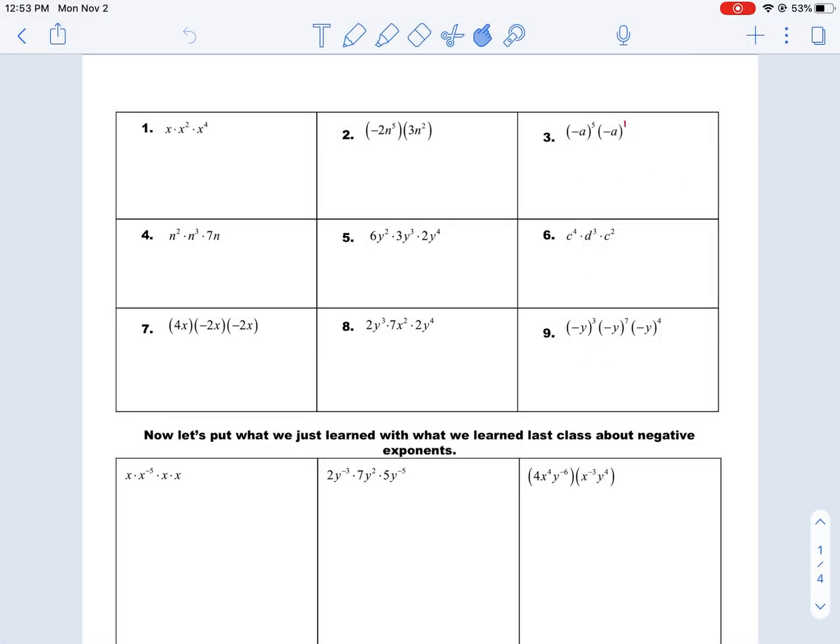Okay, so this is lesson 3 practice that you should have done at home before you completed your check. I just want to go through these, make sure we understand the product of power rule, because today we're going to move on and it's going to include the power to power rule.